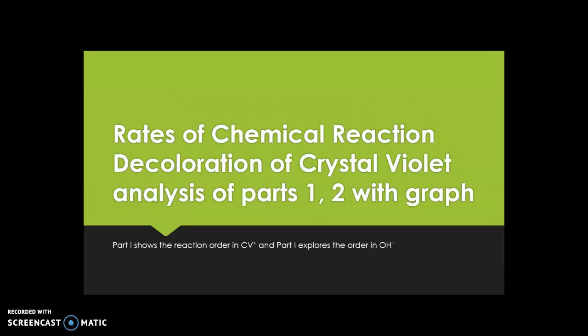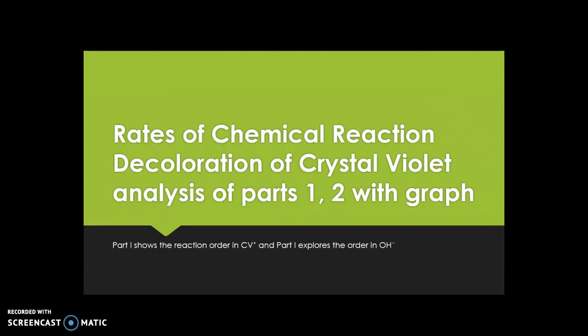In this video, I'll show you how to analyze the experiment. It's a Vernier experiment, but it's available in many sources. How to determine the rate order in the decoloration of crystal violet. And we're doing this in parts 1 and 2.